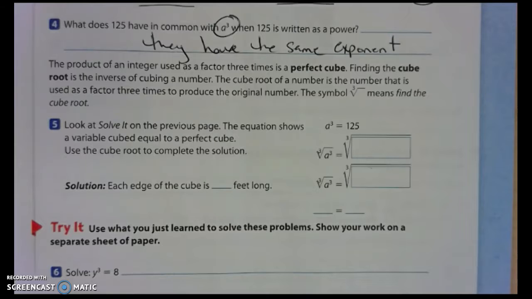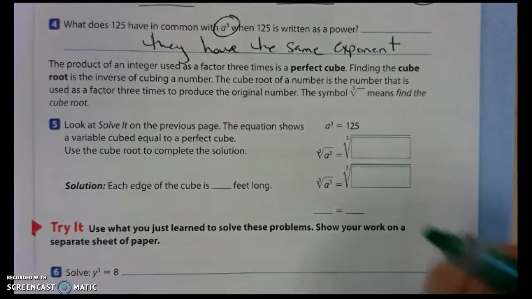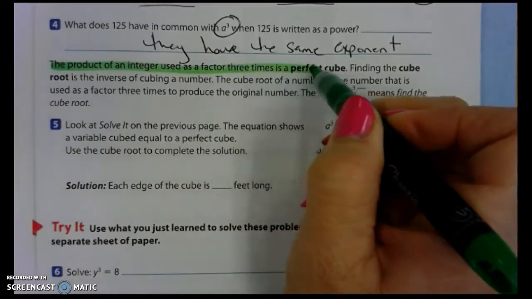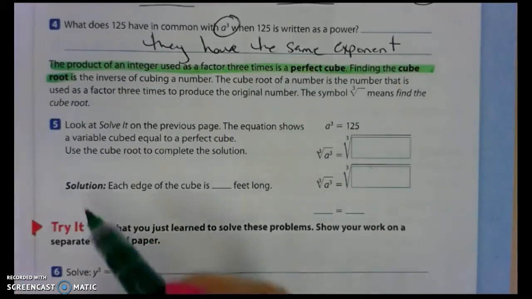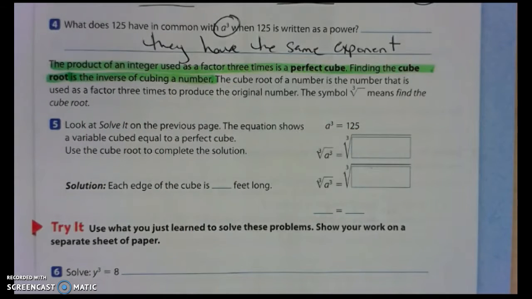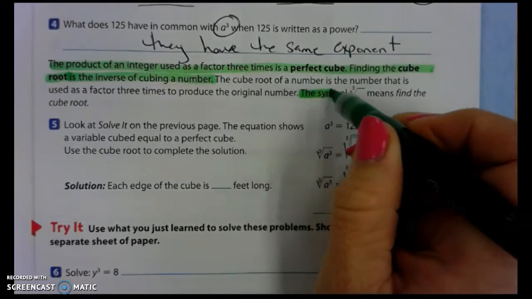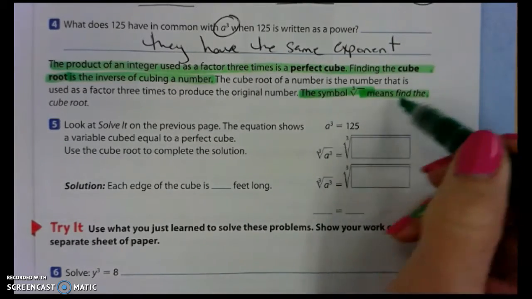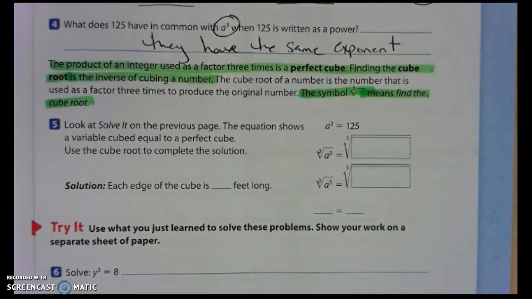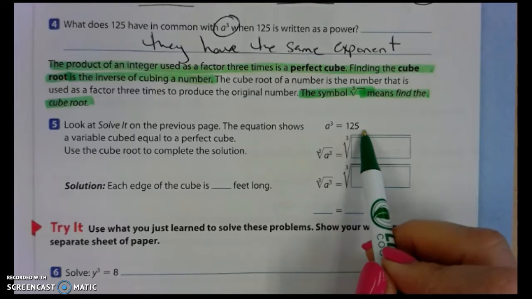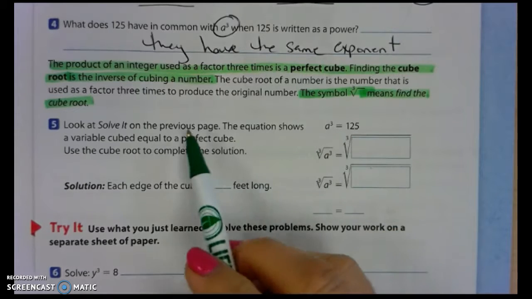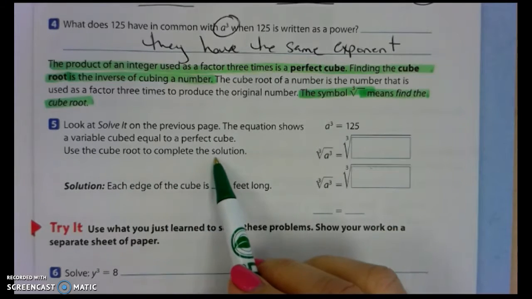Finding the cube root is the inverse of cubing a number. There's some more notes. The cube root of a number is the number that is used as a factor 3 times to produce its original number. The symbol, which is given here, notice the index of 3, means find the cube root. Number 5 says, look at the example on the previous page. The equation shows a cubed, or a to the third, equals 125. Use the cube root to complete the solution.